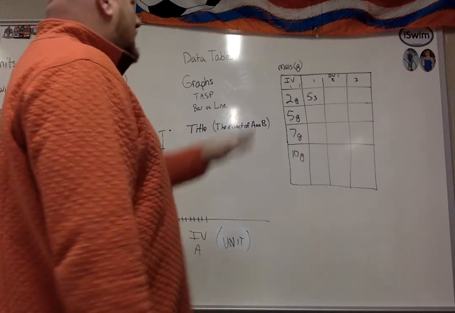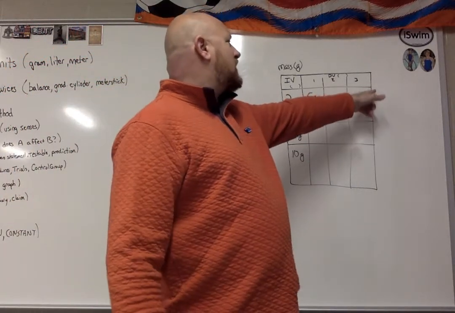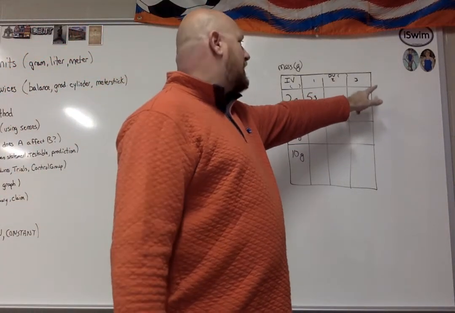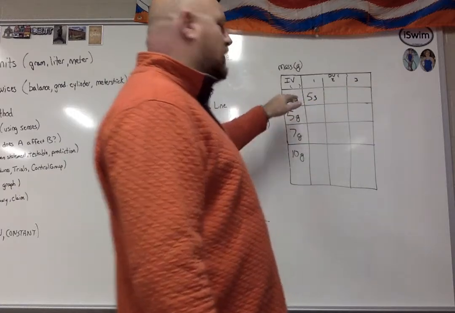And what I might do, going back to this data table, since I have multiple trials, I might do another column to do the average. And I would graph the average time versus the mass.